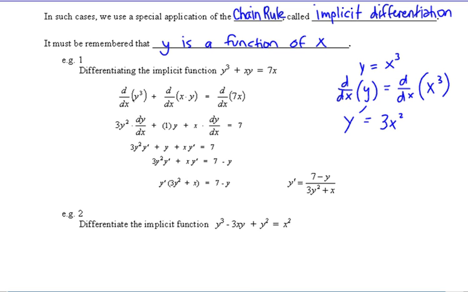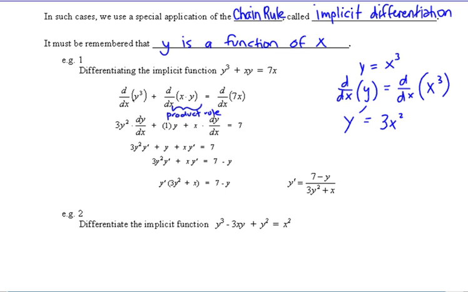The chain rule is like the derivative of the outside times the derivative of the inside. The derivative of the outside of y cubed is 3y squared. The derivative of y is y prime. I'm going to skip this example because I like using y prime instead of dy/dx. Let's go on. Here you'd have to use the product rule. So this is going to turn into the product rule.